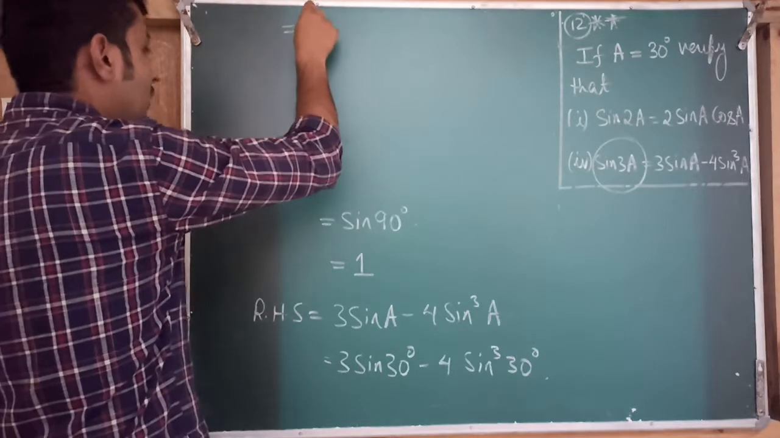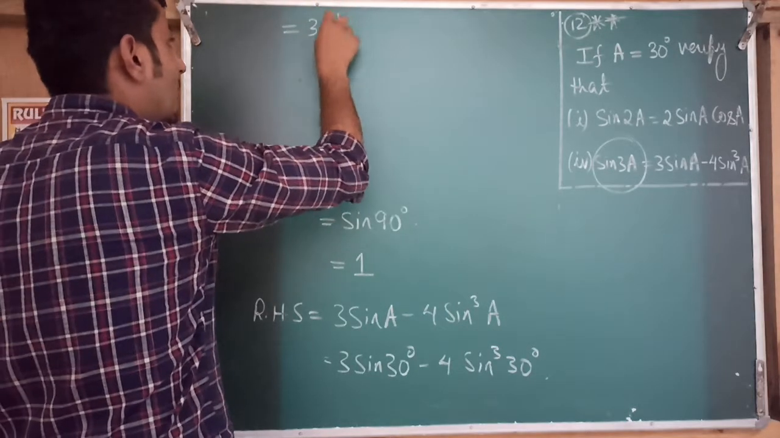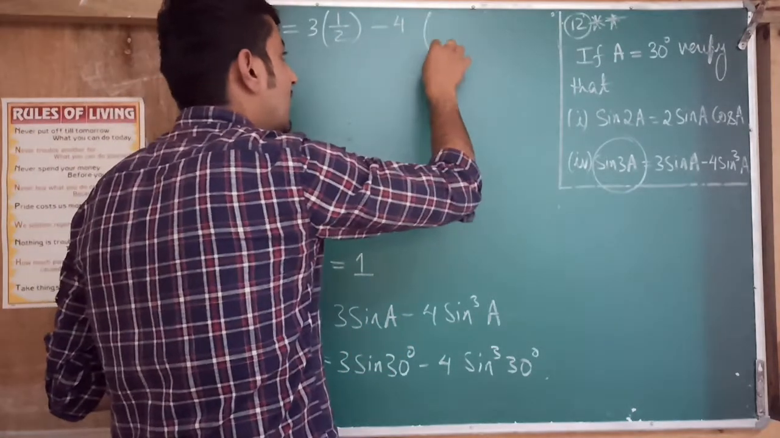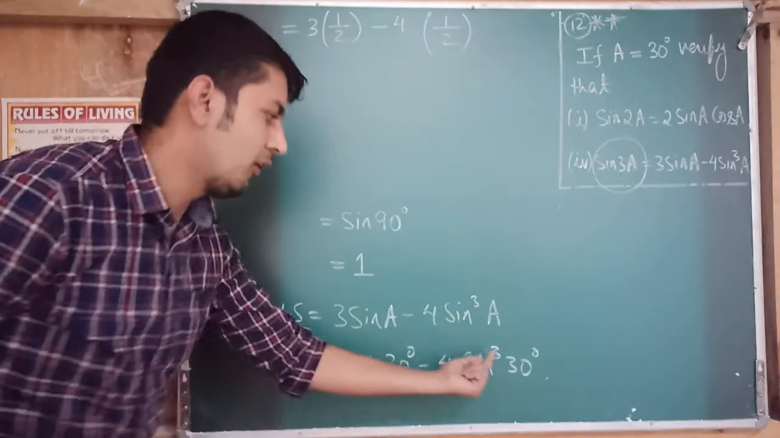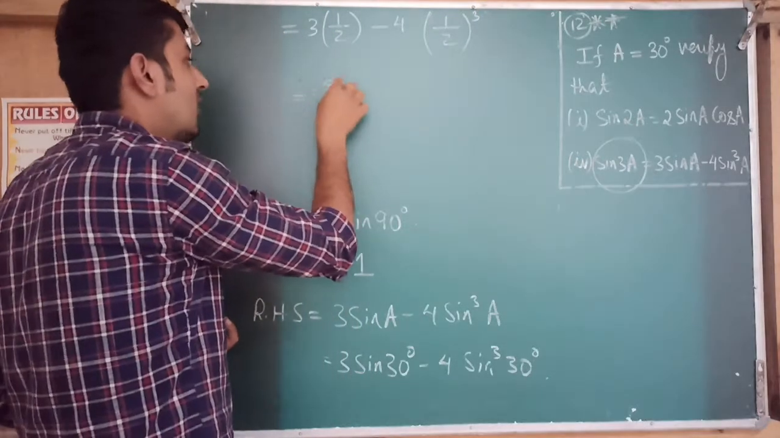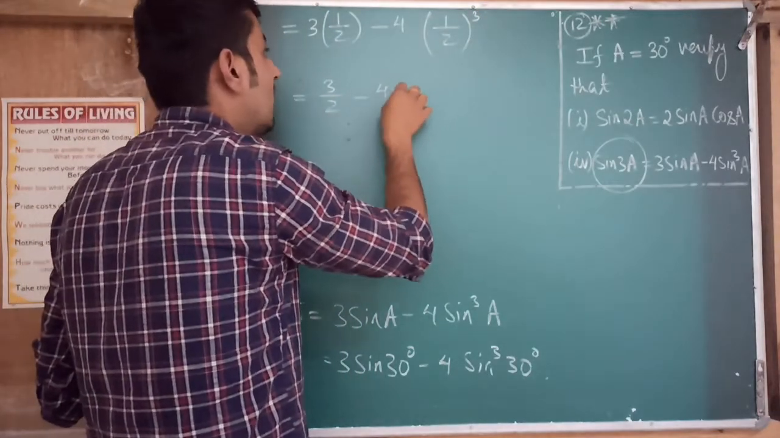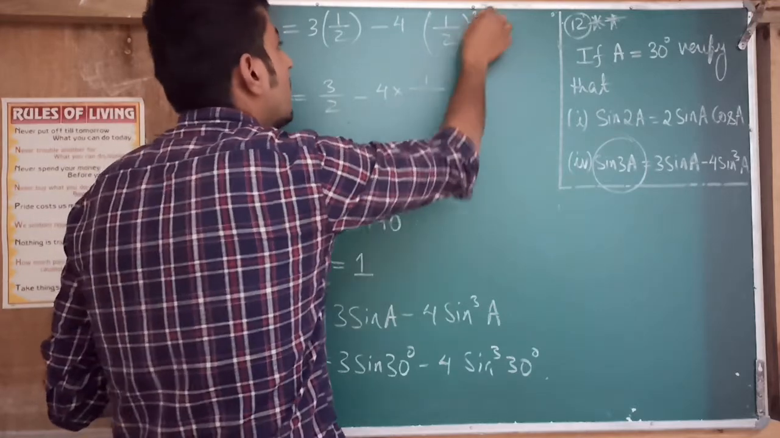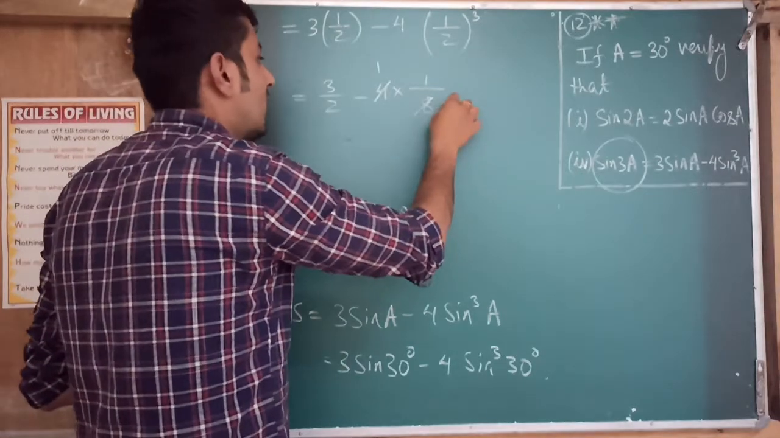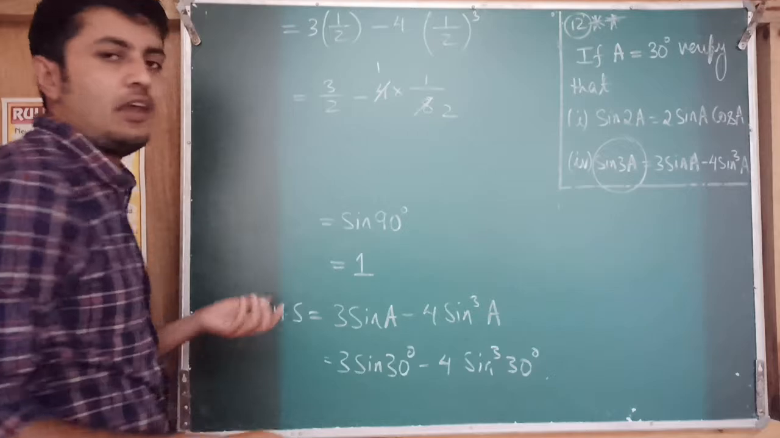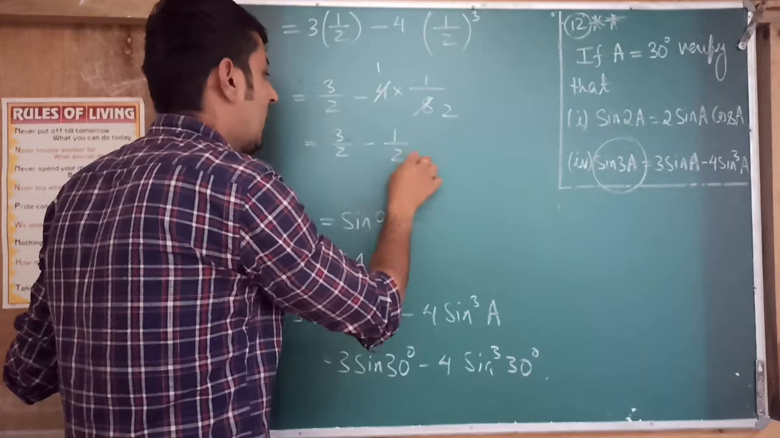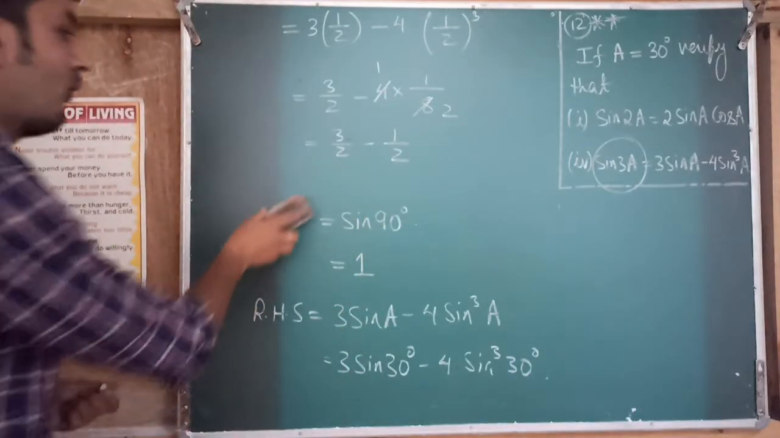Use your trigonometric table. 3 is 3. What is sine 30? 1 by 2. Minus 4 is 4. What is your sine 30? 1 by 2. But if you look here, cube is here, so you put the whole thing cube. So how much is this? This is 3 by 2 minus 4 into 1 cube is 1, and 2 cube is how much? 2 cube is 8. So you can cancel it here. 4 ones are 4, 4 twos are 8. So you got 3 by 2 minus 1 by 2.